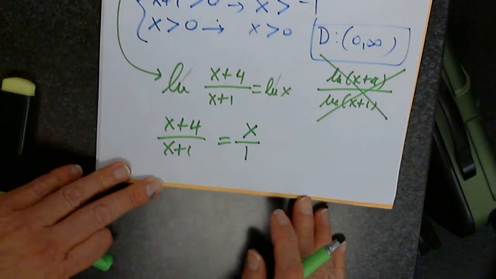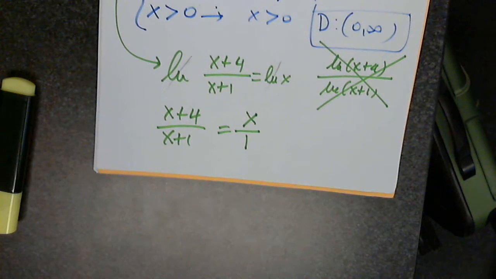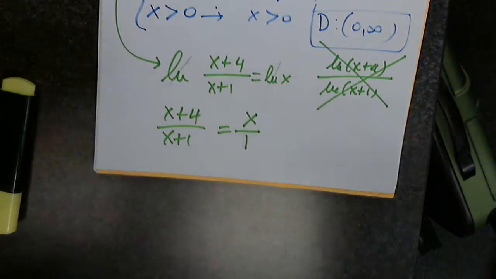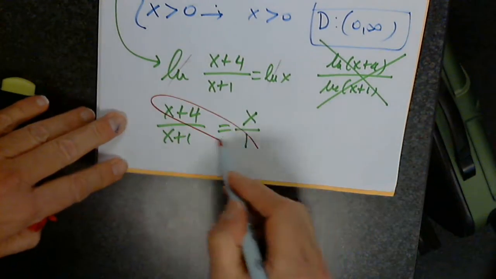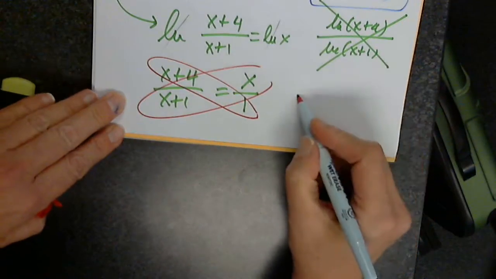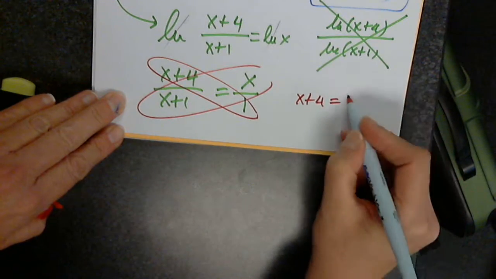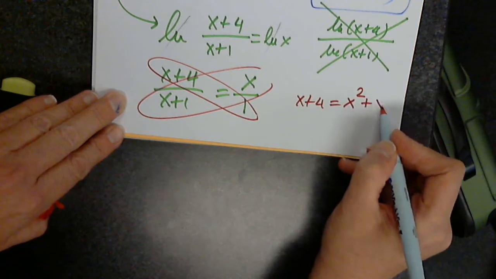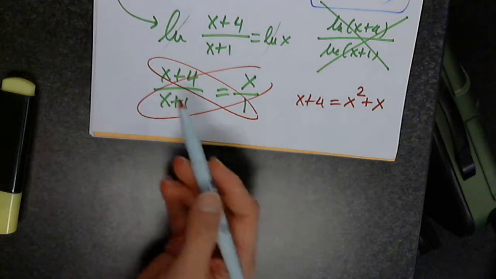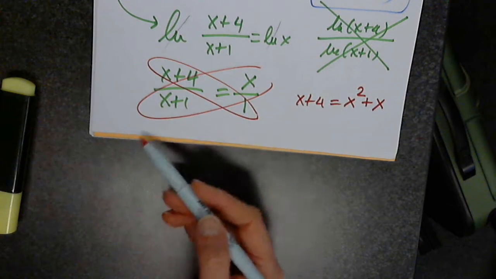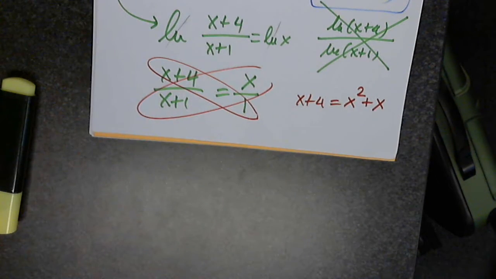over 1 for you to get a hint. So what is it? Right. So that's what I wanted to suggest. So then x plus 4 must equal x squared plus x. One more time, x plus 4 must equal x squared plus x. So now what?